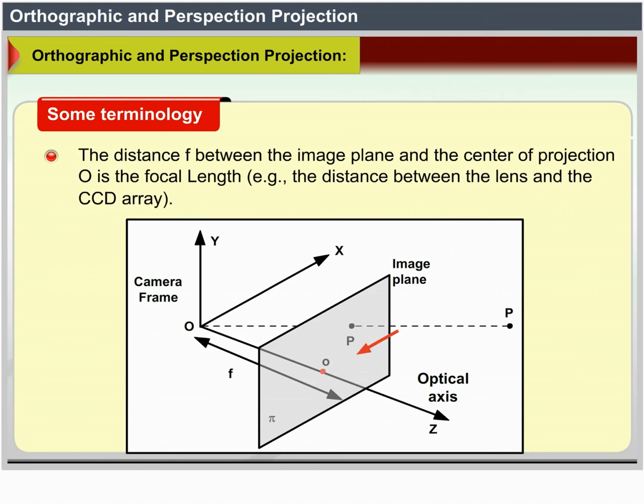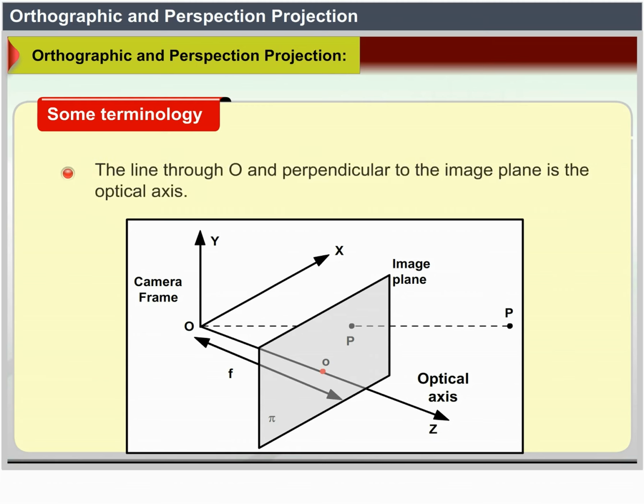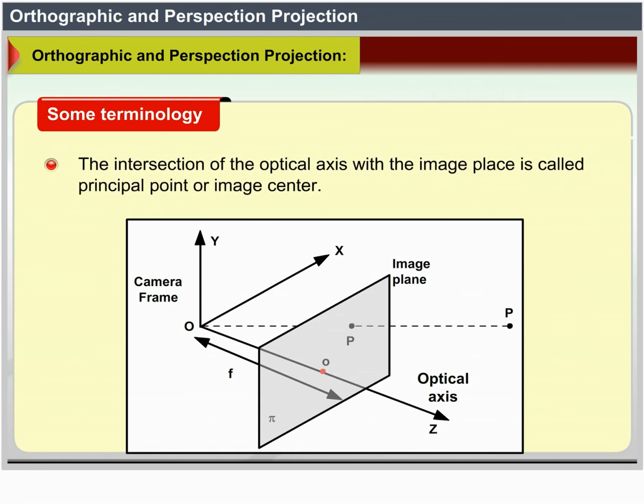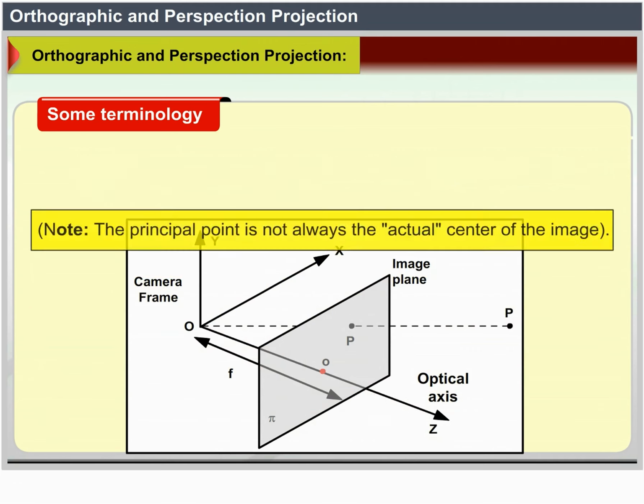The line through O and perpendicular to the image plane is the optical axis. The intersection of the optical axis with the image plane is called the principal point or image center. Note, the principal point is not always the actual center of the image.